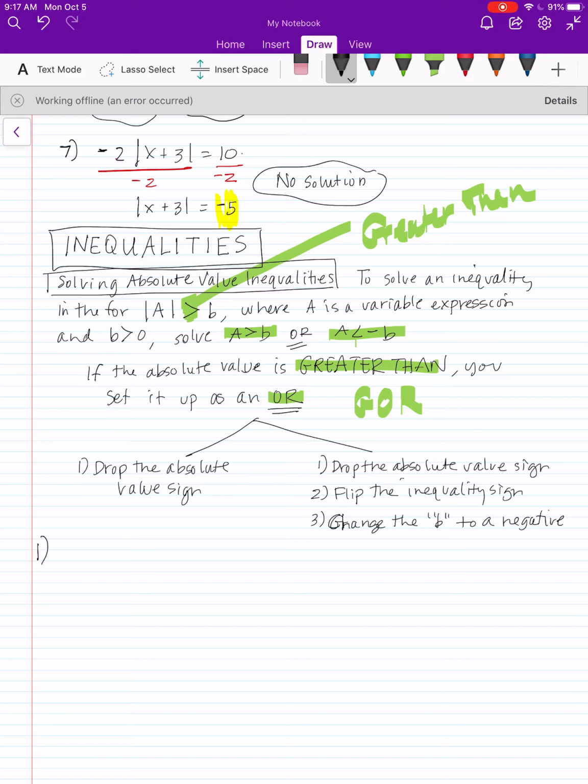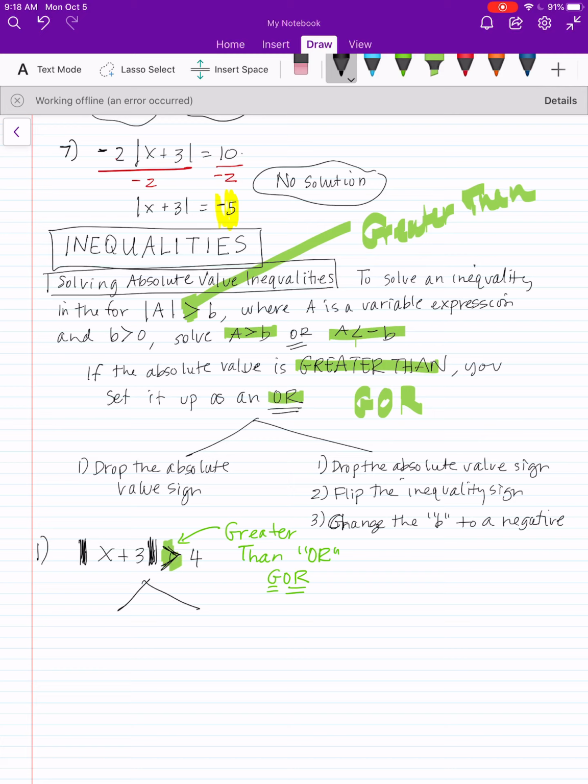Number 1, absolute value of x plus 3 is greater than 4. Notice this is a greater than, so immediately, because it's a greater than, it becomes an OR, and you can remember it by GOR, greater than or. Immediately I split it into 2. It's an absolute value and it's greater than, which is what we have, so we split it up into 2.